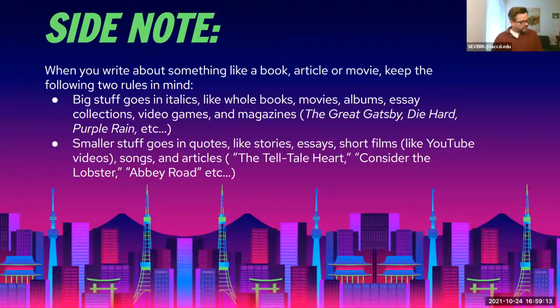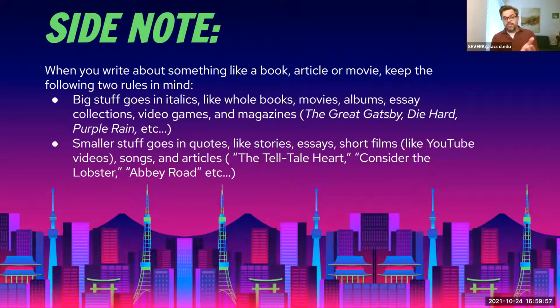On a side note, when you're writing about those sorts of things, interviews, books, essays, here's something important to note. I may have put this in the last presentation, but I thought I'd bring it up again. Anytime you talk about something like a book, an article, or a movie, here's how these should be formatted in your paper. When you're writing about long works or big stuff, like whole books or movies or albums, that stuff goes in italics. I've given some examples here. When you're referencing something smaller, like not a whole book, but maybe a chapter of a book, or a story, or a short film, or a song, that goes in quotes.